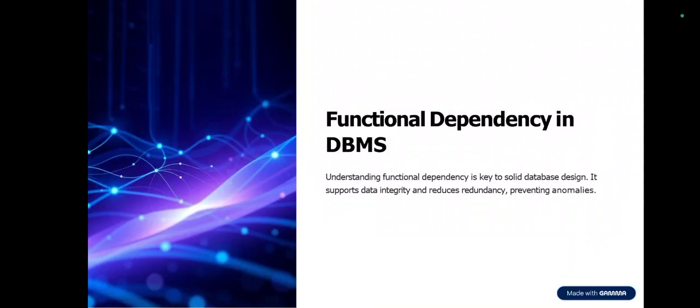Hello everyone. Now we will see what is functional dependency in DBMS. Understanding functional dependency is key to solid database design. It supports data integrity and reduces redundancy, preventing anomalies. And why it matters in database management systems.